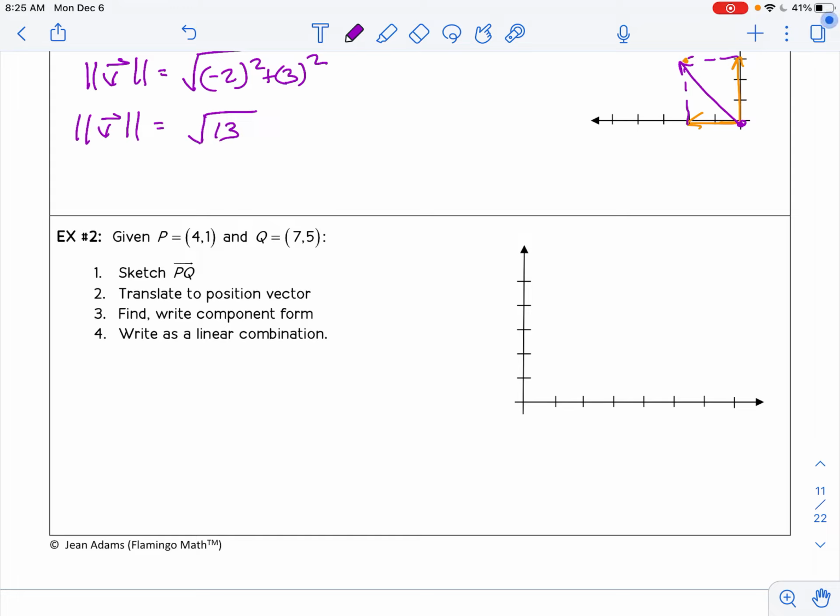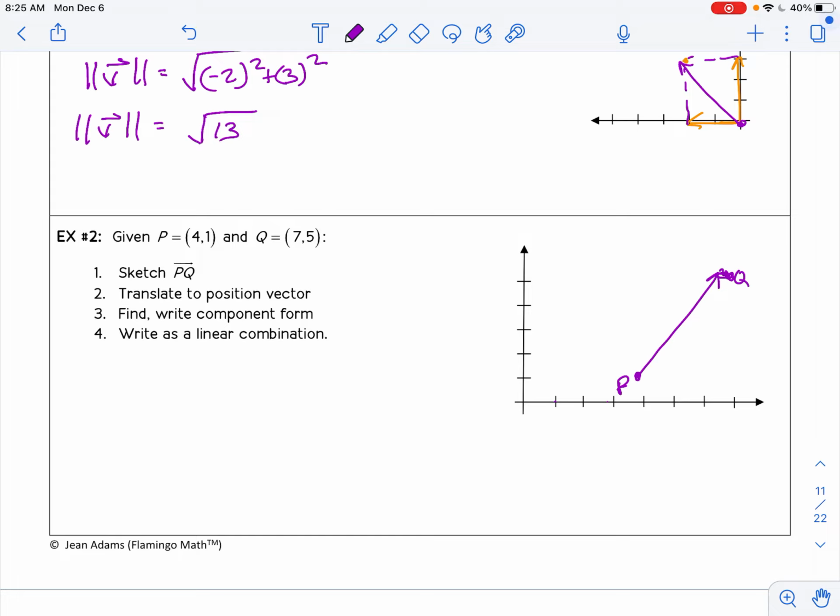So from point P, 1, 2, 3, 4, up 1. Okay, we have that one. And Q is at 7: 1, 2, 3, 4, 5, 6, 7, and then 1, 2, 3, 4, 5. I got that right? Oh, great. Somewhere up here. So what I have here is this goes from P to Q. I kind of missed there. P to Q. So that's what I have there. So I sketch PQ.